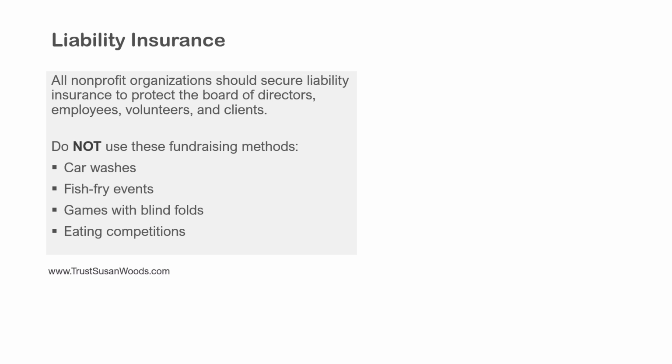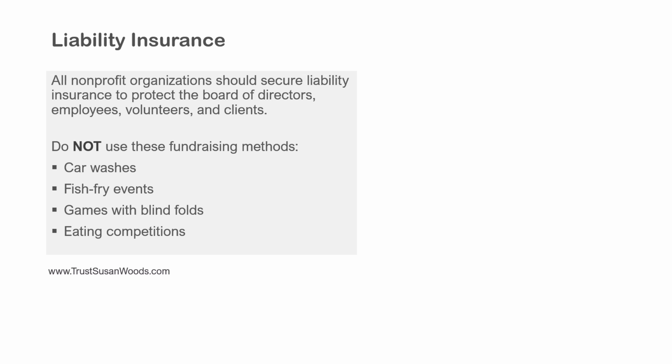One thing I want to emphasize though is whatever type of fundraising activities or revenue generation strategies you use, you want your nonprofit organization to have liability insurance. All nonprofit organizations should secure liability insurance to protect the board of directors, employees, volunteers, and clients. You want protection. The indemnification clause that you included in your application to become a nonprofit organization is good, but having separate liability insurance is better.